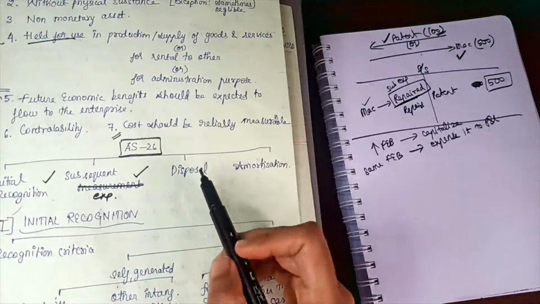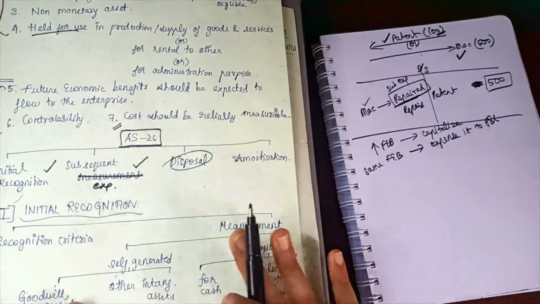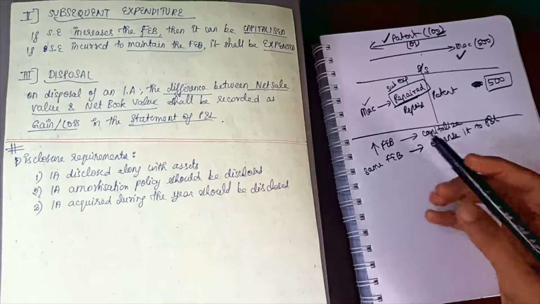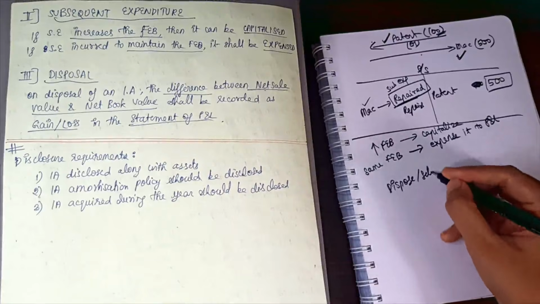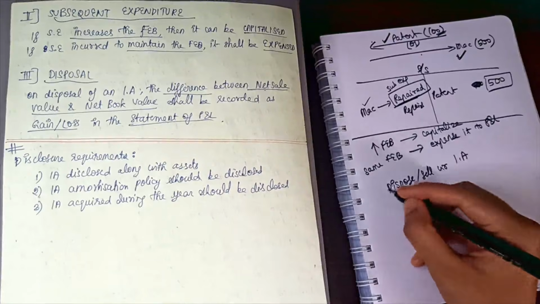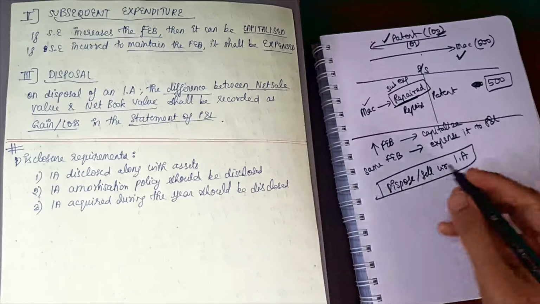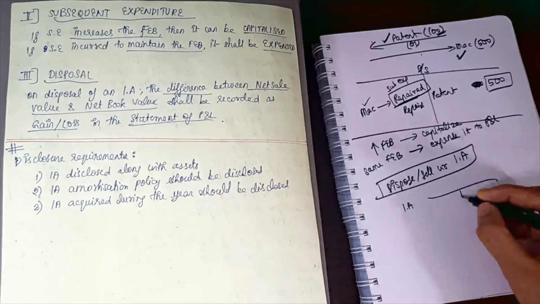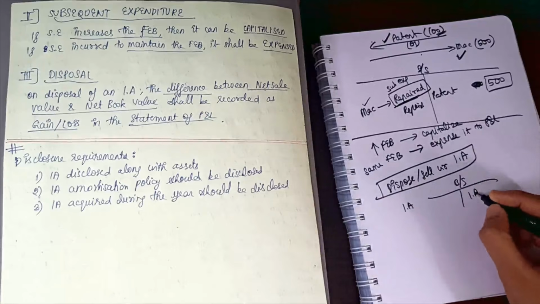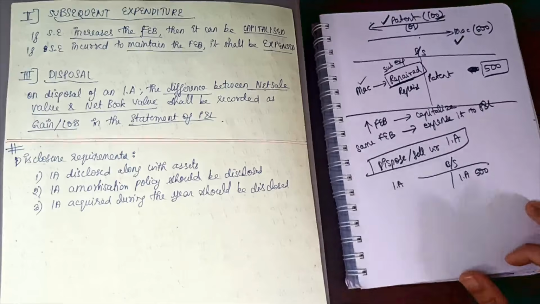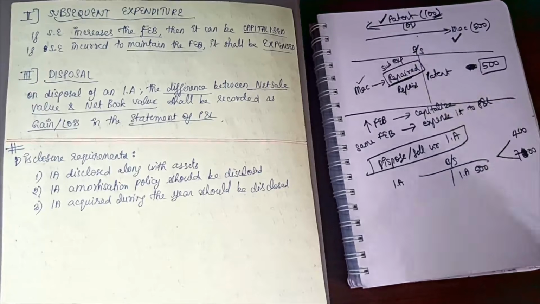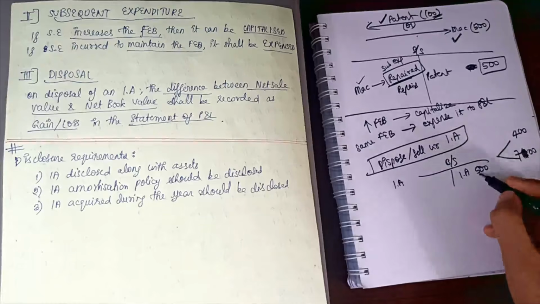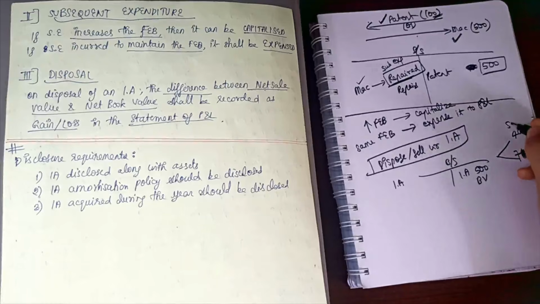So we are done with initial recognition and subsequent measurement. The third topic we are going to see now is disposal. Disposal means when you are going to dispose of or sell your intangible asset. At that time, what will you do? Suppose in your books your intangible asset is showing for 500 rupees. Suppose you have two vendors: one is ready to purchase it for 400, another is ready to purchase it for 700. So 500 is your book value, and these are your sale values.